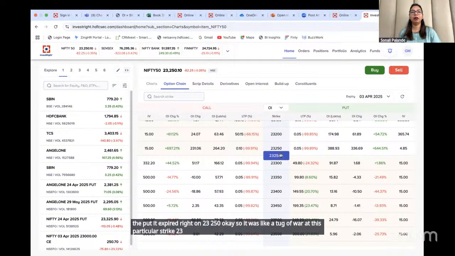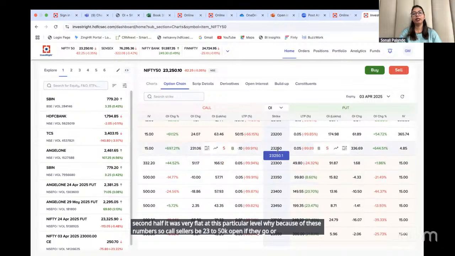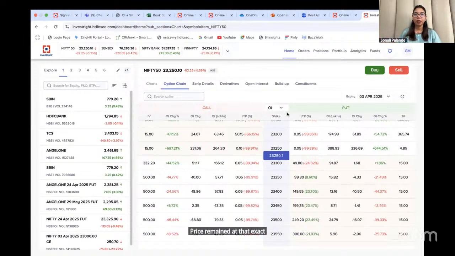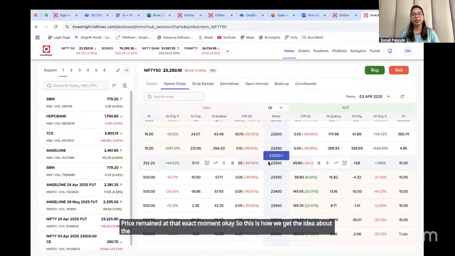If you have observed the market in the second half, it was very flat at this particular level. Why? Because of these numbers. Call sellers were not letting Nifty go above 23,250, and put sellers were not letting Nifty go below 23,250. That is how the price remained at that exact level. So this is how we get the idea about the support and resistance, and what kind of momentum we can expect in the market.